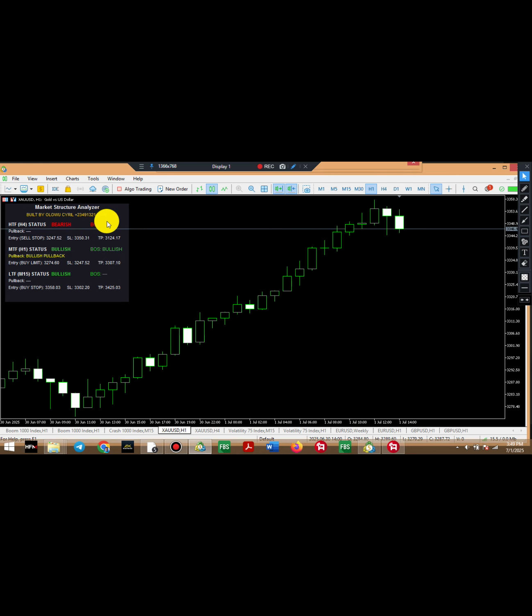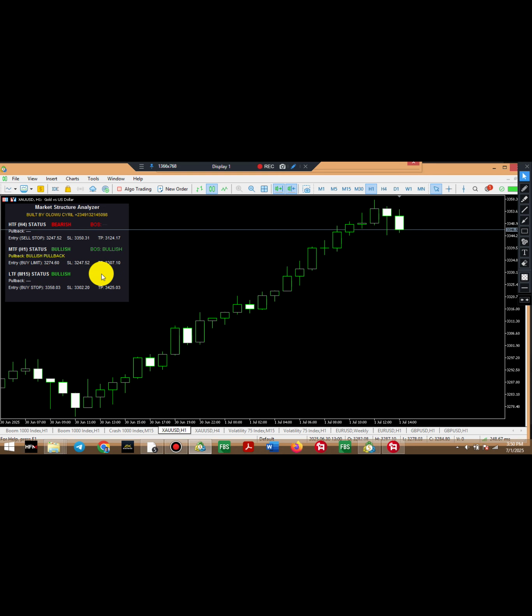So this BOS here is a break of structure. A higher low, lower high was broken, which indicates a change of character from bearish to bullish at first. Then the H1 was able to identify that the move is a pullback. You can see it tells us that it's a bullish pullback, while the other time frame status is also bullish, and then we have a break of structure too.